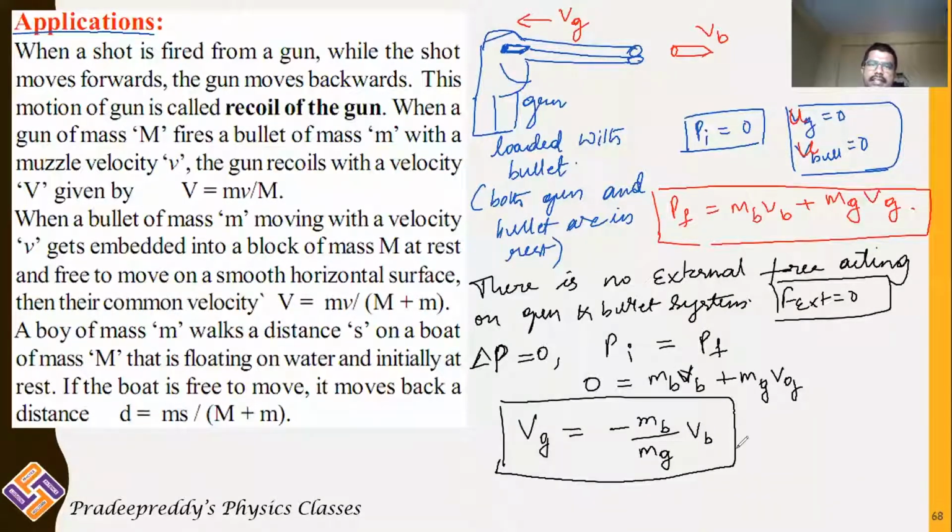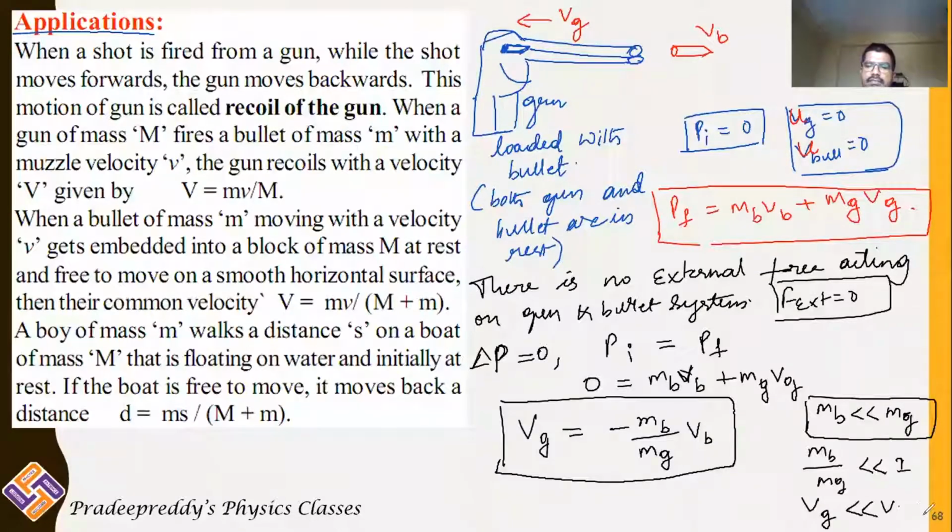What does this indicate? See, usually mass of the bullet will be less than mass of the gun. Bullet mass will be very less than that of the gun. Therefore, mass of the bullet by mass of the gun is less than 1. Is it not? It is less than 1. So if mb by mg is less than 1, then velocity of the gun is less than velocity of the bullet. Clearly you can understand that from this equation.